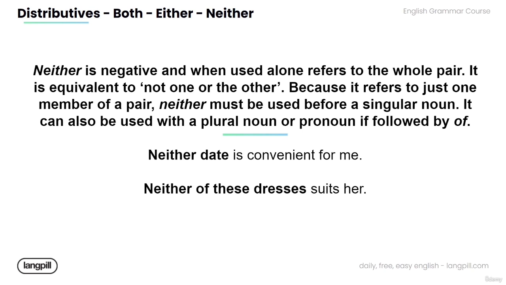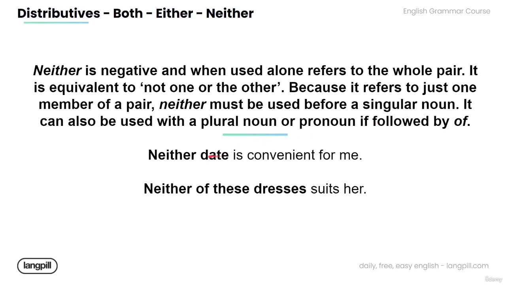Either meant either one was fine, or it doesn't matter. But here, neither means both of the items you don't want, right? You don't want this one and you don't want the other one. And again, the same rules apply. Neither is used with a noun, but because we're referring to just one of those items in the pair, we use a singular noun.